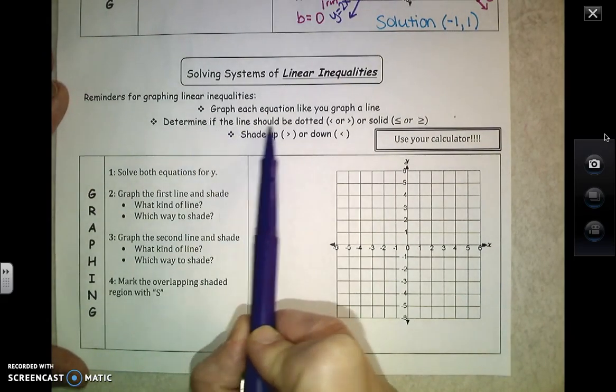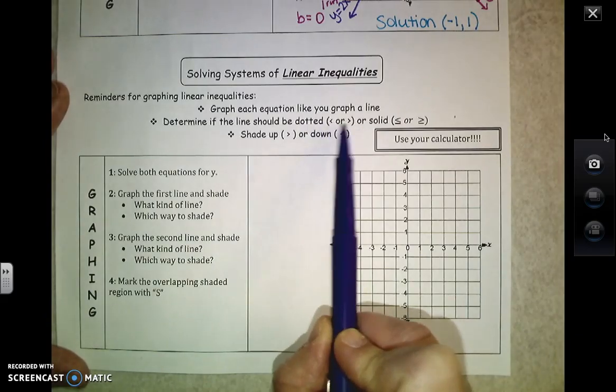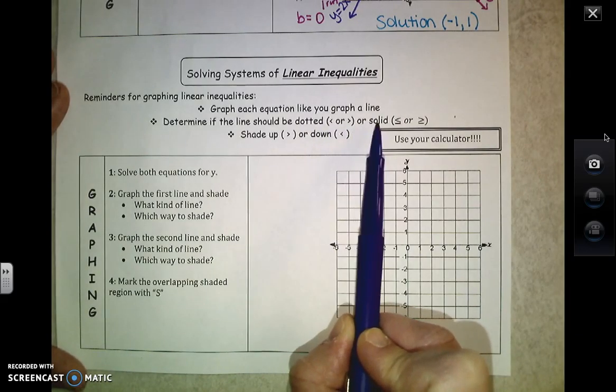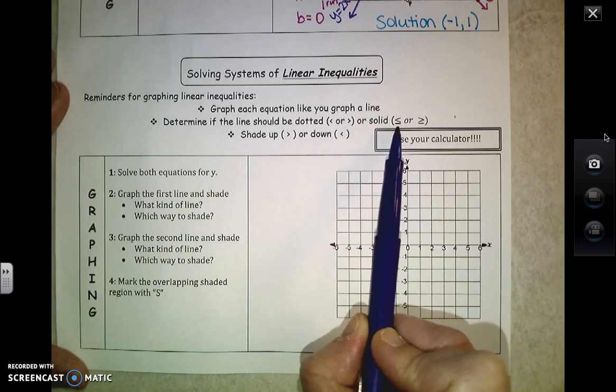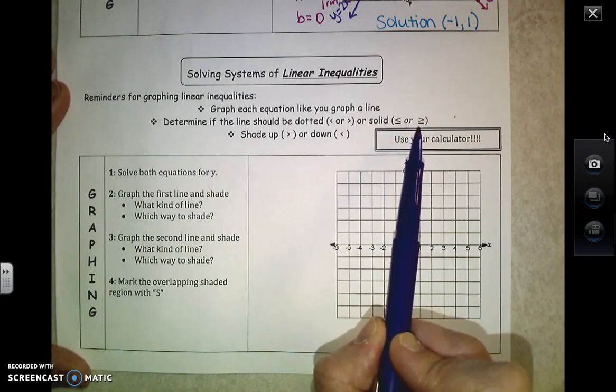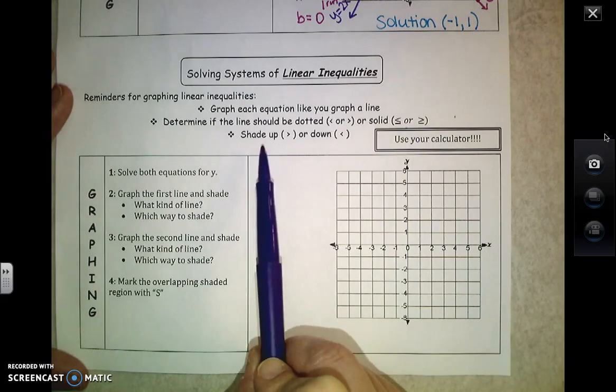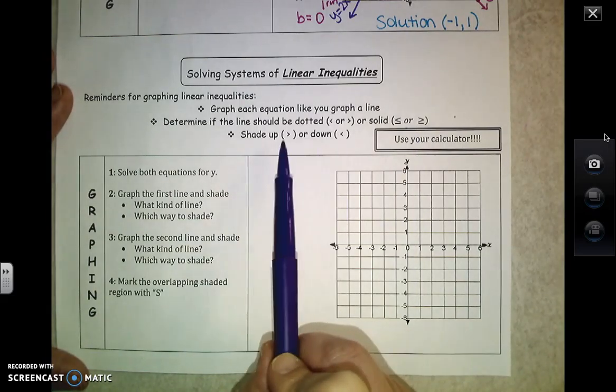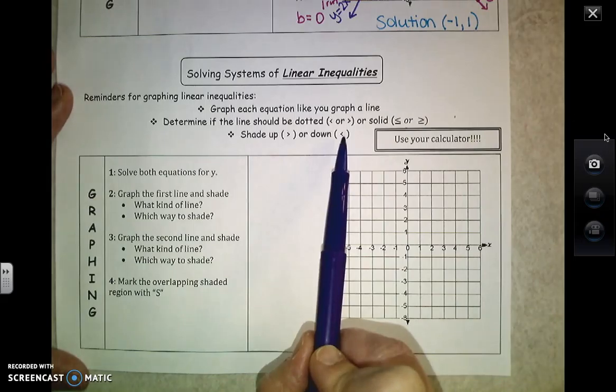The line should be dotted if the symbols are less than or greater than, and the line should be solid if it's less than or equal to or greater than or equal to. So the line underneath makes it solid. And then you have to decide if you're going to shade above the line or below the line, depending on if you have greater than or less than.